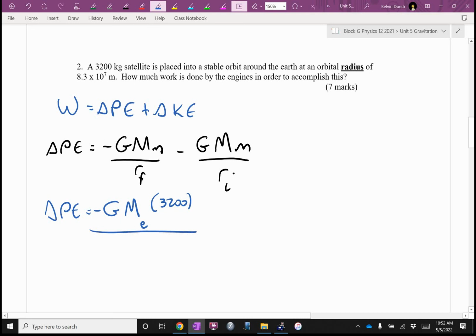Do I need to add the radius of the Earth to that or not? How do you know? Oh, orbital radius. So they've already done that for me. 8.3 times 10 to the 7th. And then I'm going to have, almost forgot, there's a minus minus there, which is a plus. Plus, same thing, times same thing, times same thing, all over. What's the radius of the Earth, Mud? Good.